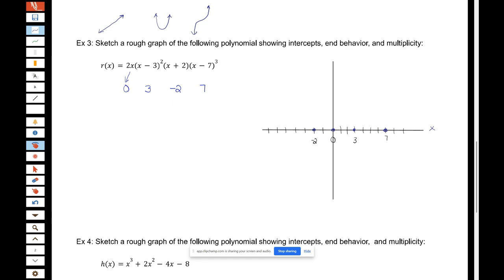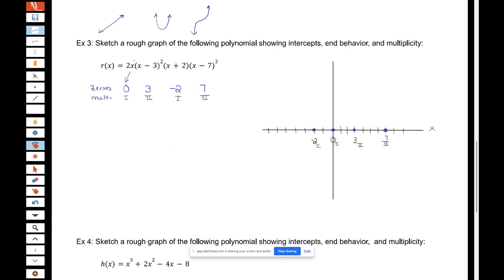So at this one, our 0 has a power of 1, so it has a multiplicity of 1. That's our multiplicities. This is our zeros. Okay, 3 has a multiplicity of 2. -2 has a multiplicity of 1. And 7 has a multiplicity of 3. So you can write that there. You can also put it on the graph if you want to. You don't have to, but sometimes it helps.